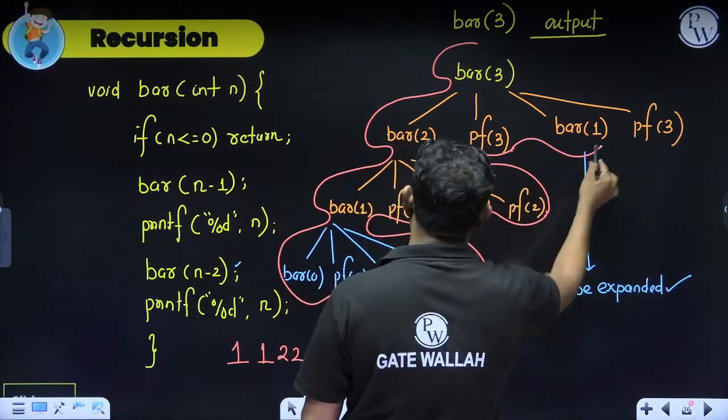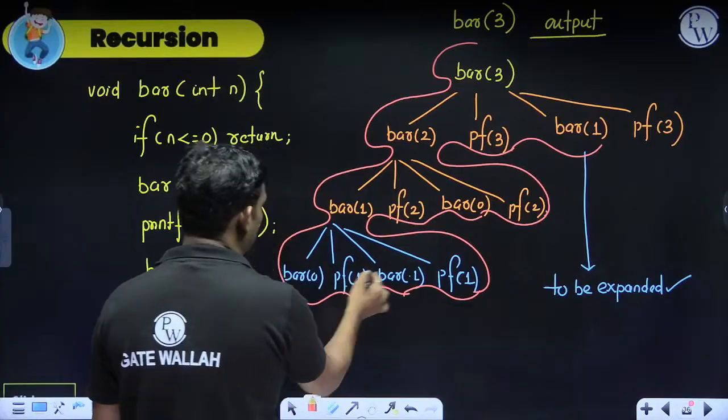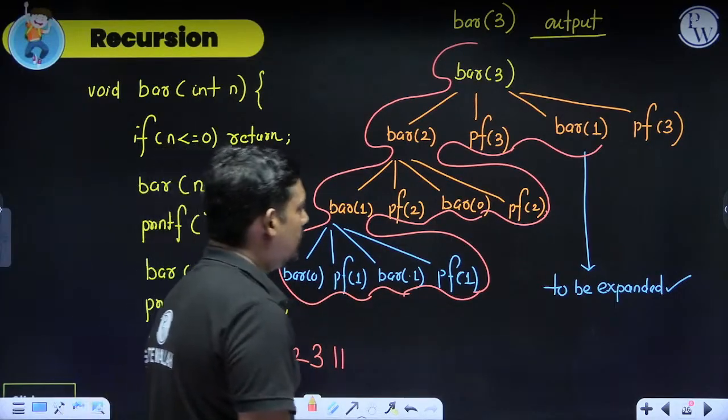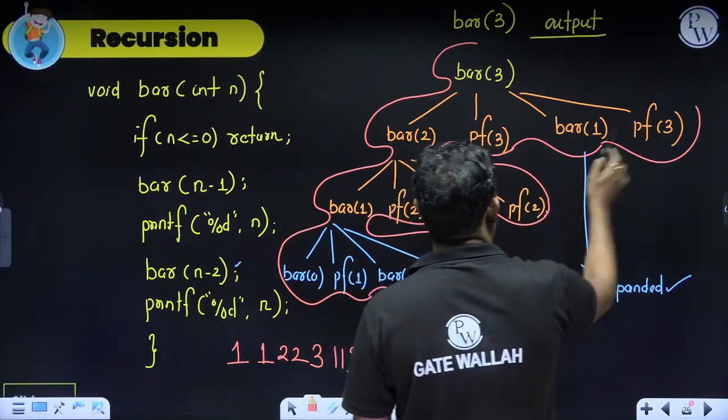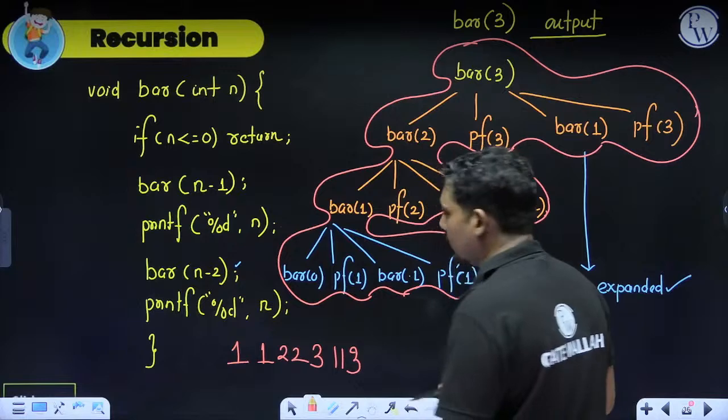Now comes bar 1, and I can see in bar 1 there is 1 1 printing. So 1 1 printing, and then finally there is a printf 3. So there will be 3, and now I am done. Okay, done. I am done with this.